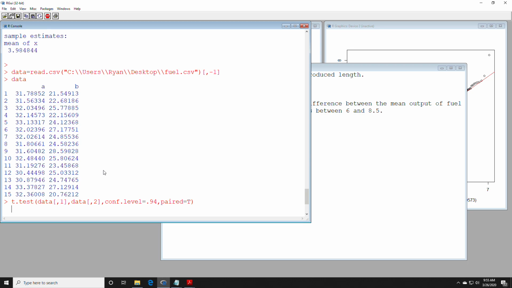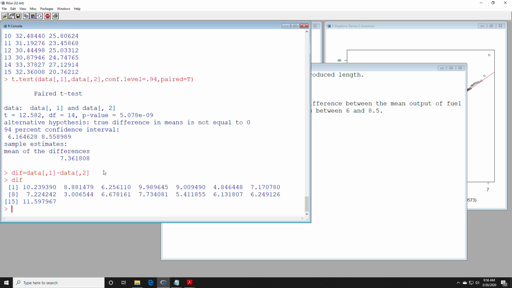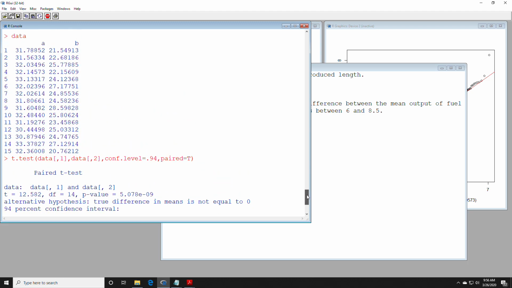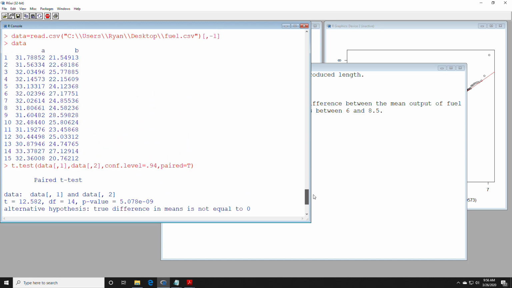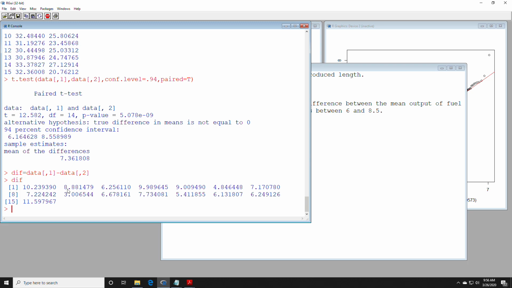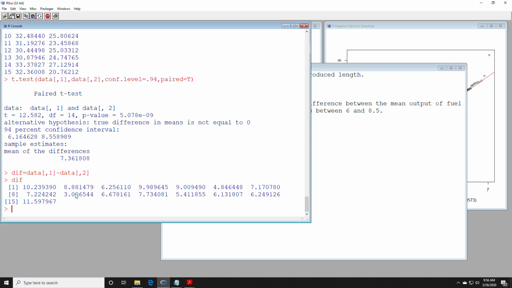So what we can do, I'll just call it diff. Okay, diff is equal to data, bracket, comma 1, that's how we get our first column, minus data, bracket, comma 2. Bam, diff, 15 differences. And just to look up, 31 minus 21, 31 minus 22, a little more than 22. So we can see that each of these data points is now the difference between this one and this one, this one and this one. And that's what we wanted.